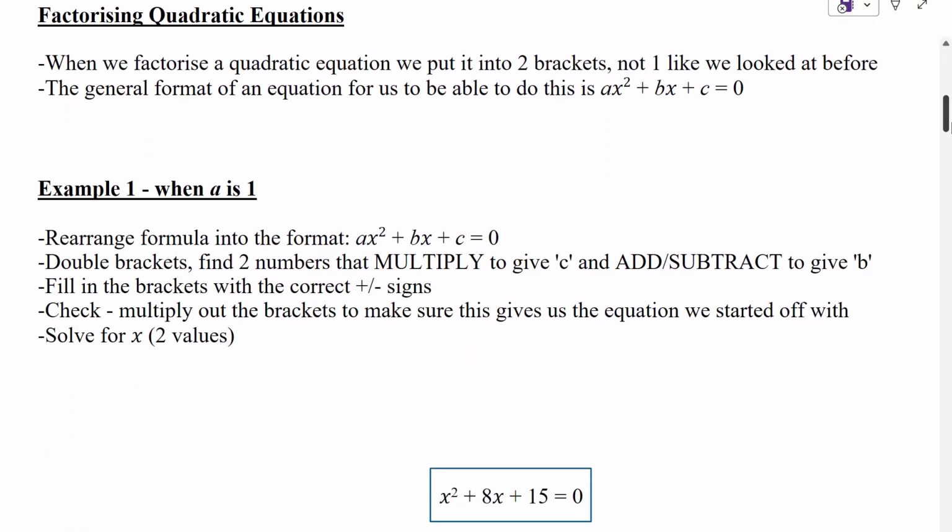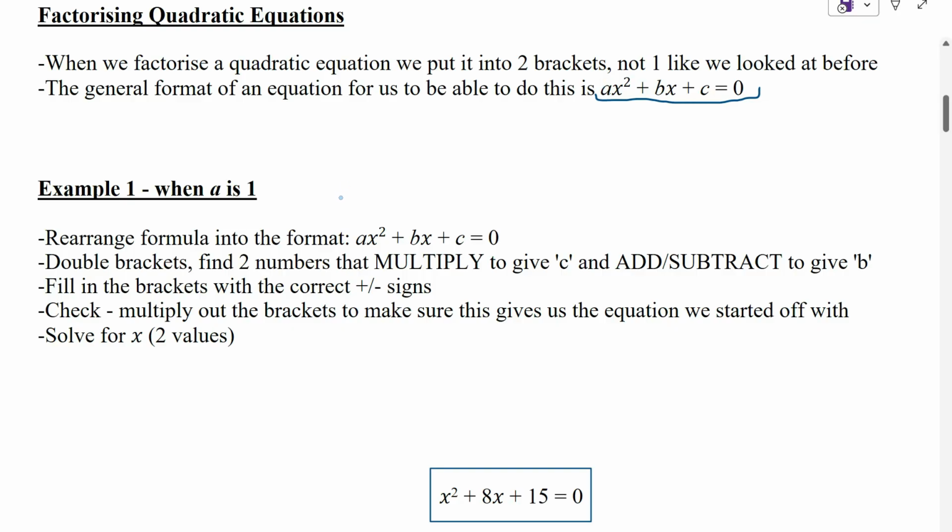So starting off with the basics, when we factorize a quadratic equation, we need to put this into 2 brackets versus when we did linear equations, we put it into 1 bracket. Now, before we start factorizing, we need to get the equation into this general format here, which is ax squared plus bx plus c equals 0, where a, b, and c are integers.